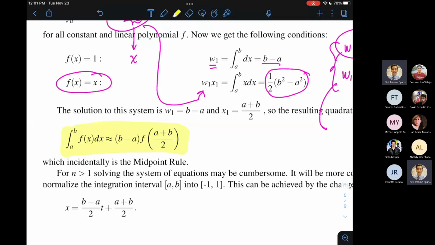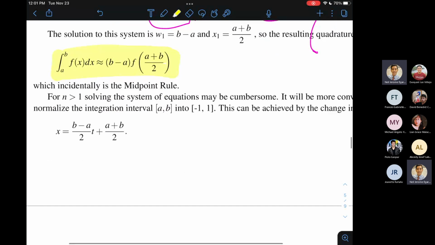Okay, so ngayon tingnan natin ano yung mangyayari kapag halimbawa gustong gumamit ng dalawang points naman. And what would be the resulting Gaussian quadrature rule? Now, to simplify things, i-normalize natin yung integration interval. So yung arbitrary interval AB, gawin nating interval -1 to 1. We can do so by a change in variable.